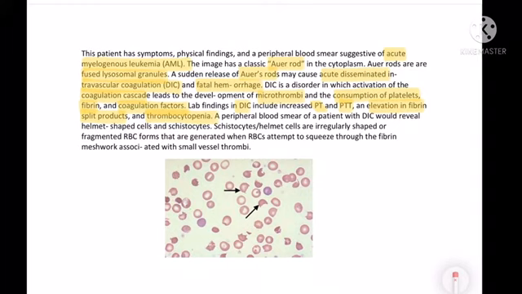A peripheral blood smear of a patient with DIC reveals helmet-shaped RBCs because of the mechanical destruction, and schistocytes. The schistocytes and the helmet cells are irregularly shaped or fragmented RBCs, forms that are generated when the RBCs attempt to squeeze through the fibrin meshwork associated with small thrombi. So here we can see these are the broken or fragmented RBCs, and these are what? The helmet cells. Thank you.